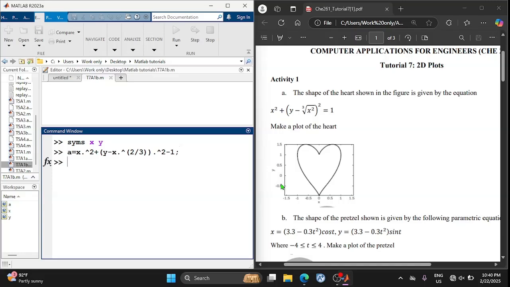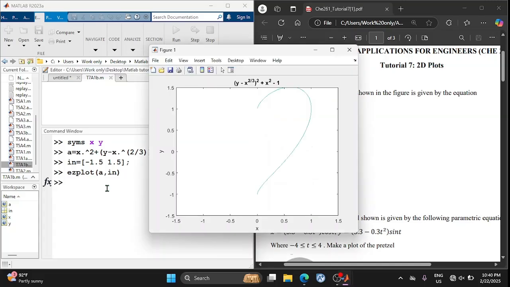Now, because it's a symbolic function, I can type ezplot for that. But before we get into the ezplot, let's get our interval, the range we wanted to plot it for. From the graph here, it's from minus 1.5 to 1.5 for both x and y. So my interval is equal to minus 1.5 to 1.5. Now if I type ezplot, the function, comma, the interval, the graph I'm going to get looks like this, which is just half of what I'm looking for.